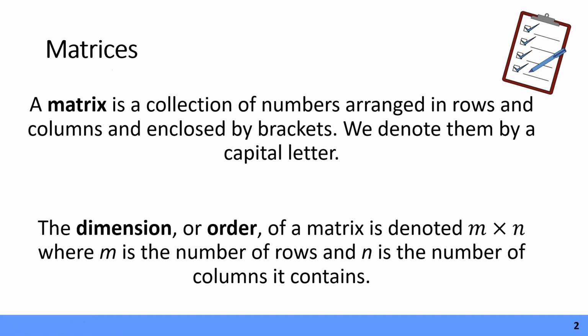Now, when we're talking about a matrix, I could also ask you for the dimension of a matrix. I could call it a dimension, I could call it an order. The dimension of a matrix is kind of like if you were measuring it. You're going to give me two numbers. You're going to tell me m times n, where m is the number of rows and n is the number of columns. So if I ask you for the dimension or order, you just count the rows, you count the columns, and that's the dimension of it.